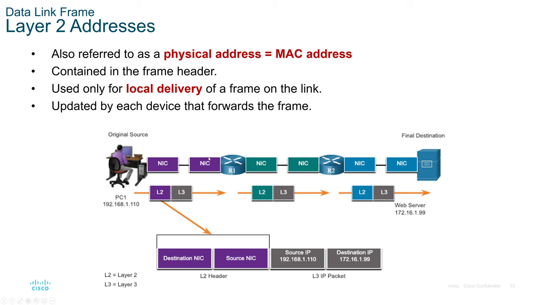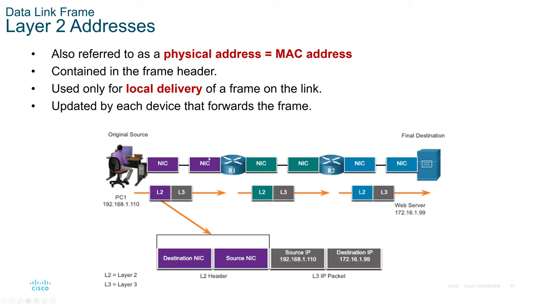Broadcast MAC address. An Ethernet broadcast frame is received and processed by every device on the Ethernet LAN. The features of an Ethernet broadcast are as follows. So we have three bullet points associated with that. The Ethernet broadcast frame has a destination MAC address of FF-FF-FF-FF-FF-FF in hexadecimal, 48 ones in binary. It is flooded out of all Ethernet switch ports except the incoming port. It is not forwarded by a router.